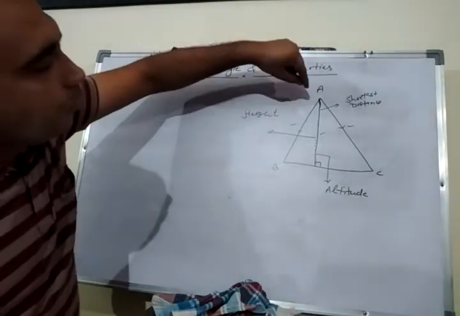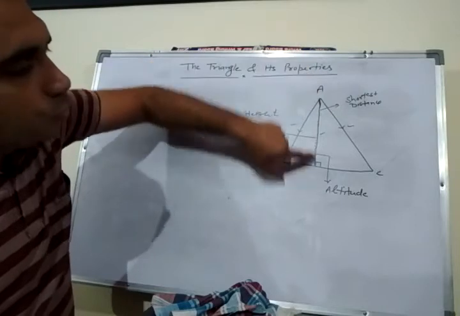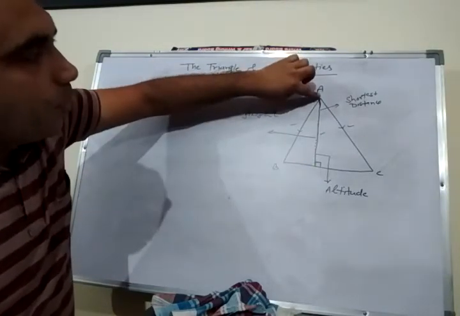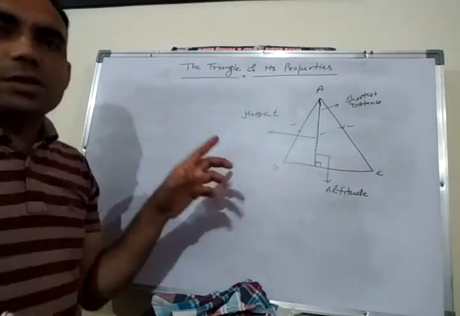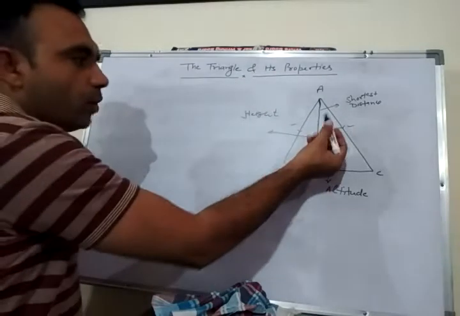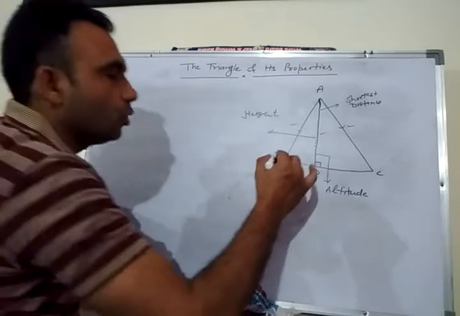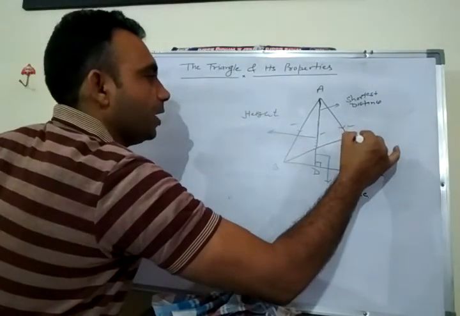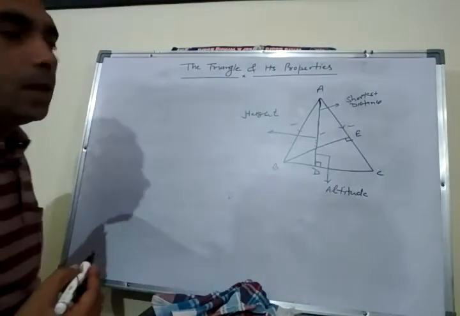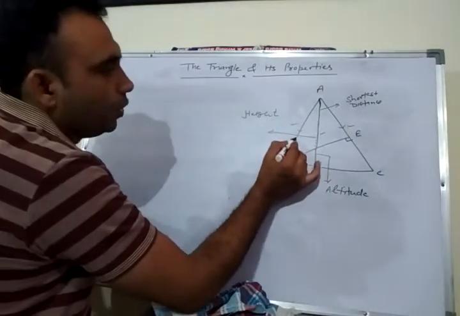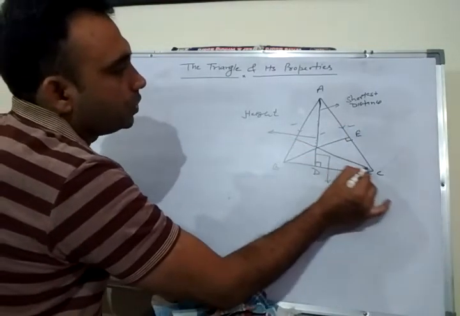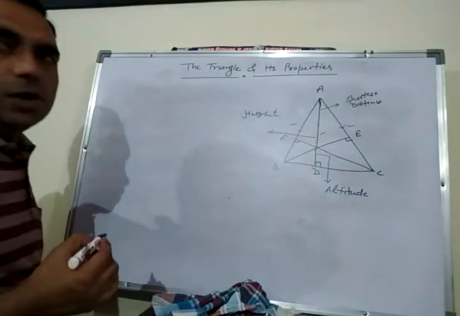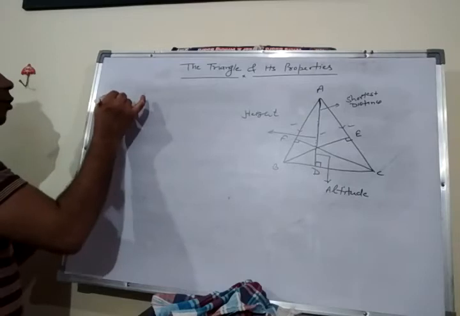The line joining the opposite vertex to a side at 90 degrees, or perpendicular from the opposite vertex to a side, is called an altitude. So from A, AD is an altitude. If we draw from B to AC such that this angle is 90, then BE is another altitude. And if we draw a perpendicular from C on AB, then CF is another altitude. Then what is the altitude of a triangle?